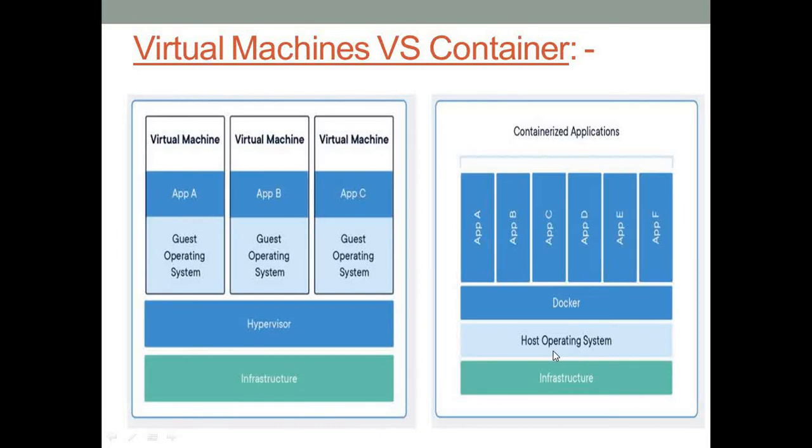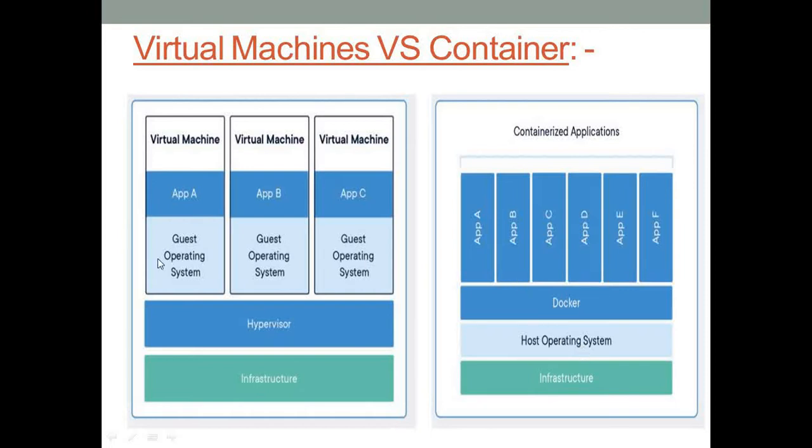So here we are saving cost in terms of operating system licenses, because we need only one operating system per physical machine, right? Here you can see we have a hypervisor, but we still need multiple operating systems for three applications, correct? But over here we need only one operating system. On that we have Docker engine installed, and we can run multiple applications on it. So here we are reducing our cost in terms of operating system licensing.